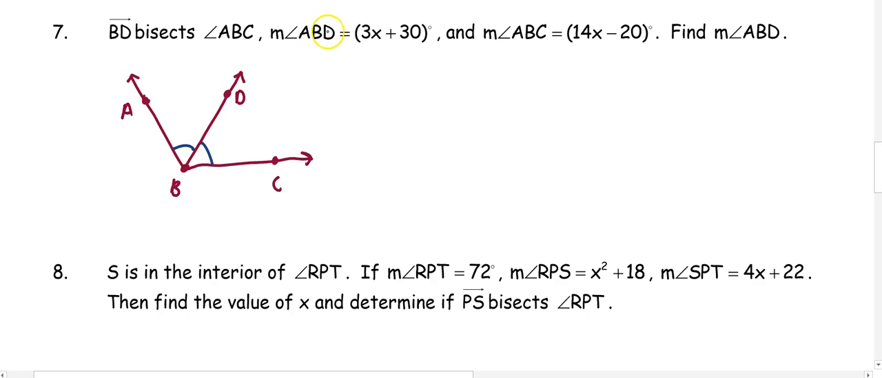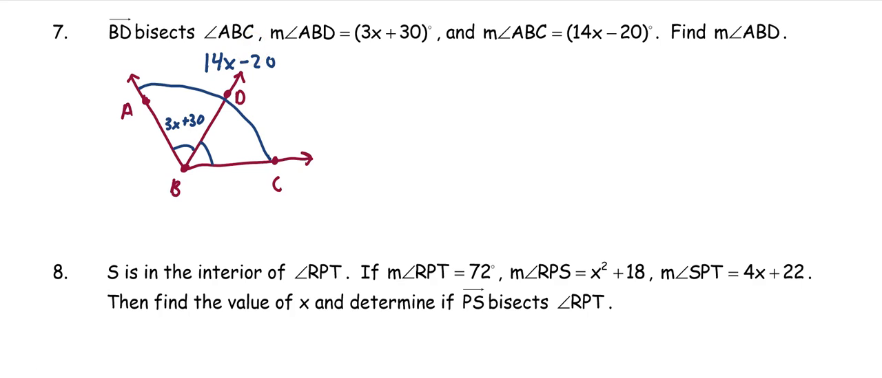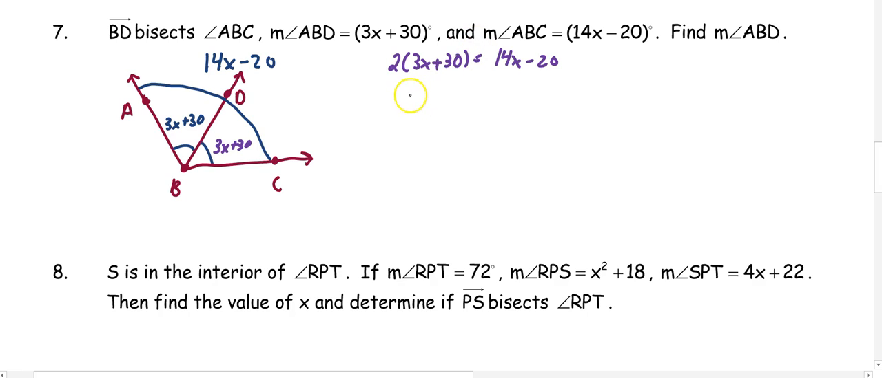So we know that ABD is 3x plus 30, and that ABC is 14x minus 20. So in order to solve for x, again, we only have half an angle, so we need 2 times half that angle, because this is also 3x plus 30. So we need 2 times 3x plus 30 is equal to our whole angle, 14x minus 20. So I'm going to distribute the 2, 6x plus 60 equals 14x minus 20.